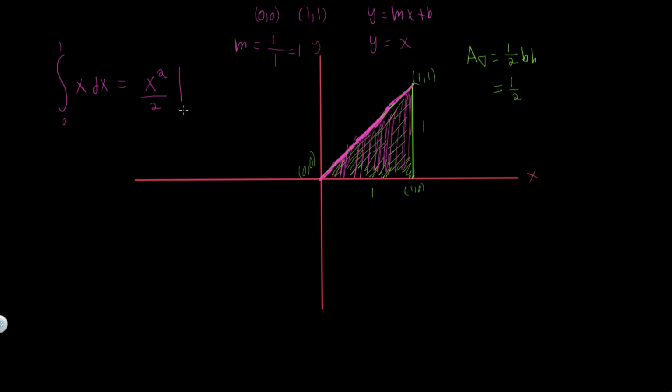And then we know that this is from 0 to 1. So let's evaluate it at those points. We get 1 squared over 2, which is just 1/2, minus 0 squared over 2, which is 0. So the answer to this comes out to be 1/2. Notice that we did it with an integral and we got the same answer as doing it with geometry. So that right there is pretty cool.